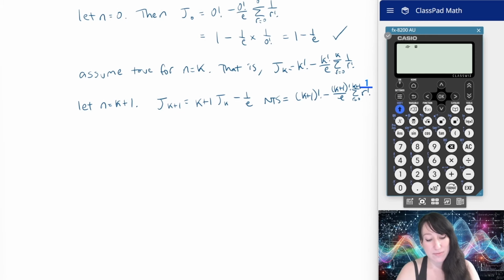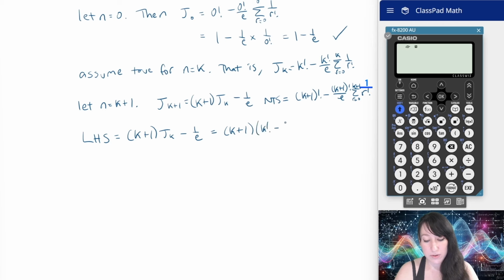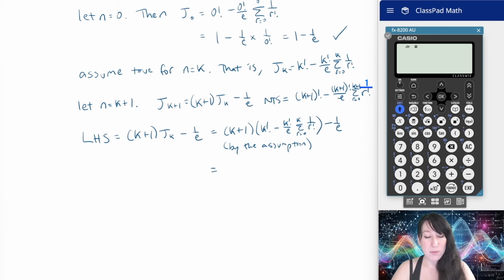So let's start with the left-hand side, that J k plus 1 is k plus 1, should be in a bracket, times Jk minus 1 over e. And let's bring in our assumption. By our assumption, this would be k plus 1 times k factorial minus k factorial over e times the sum from r equals 0 to k of 1 over r factorial, minus 1 over e. Well, let's see what happens if we expand the bracket. Let's just multiply the k plus 1 as one thing through that second bracket.